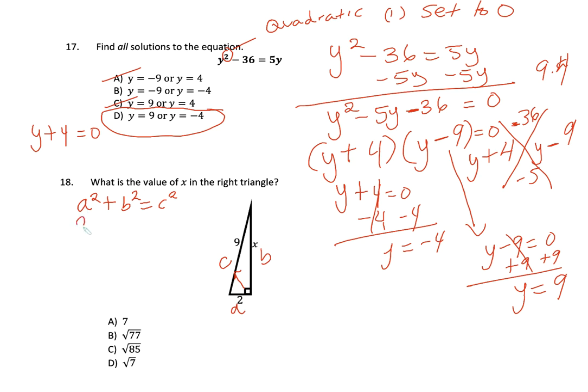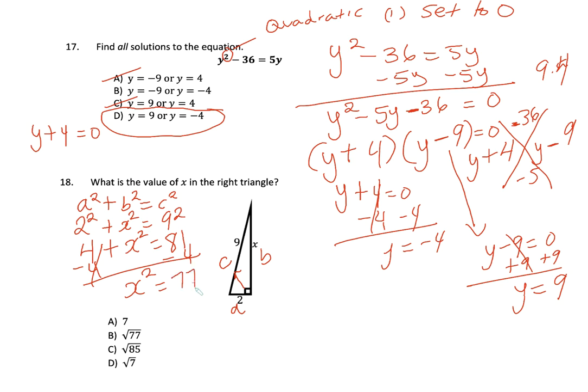So here we can say a is 2 squared plus b is x squared equals 9 squared. So this will be 4 plus x squared equals 9 squared, which is 81. Solving for x squared, we're going to subtract 4 from both sides. So we have x squared equals, and then let the answers help you. Basically, if you subtract this, you're going to get 77. However, we don't want the value for x squared. We want the value for x. So you're going to have to take the square root of both sides. So you have x equals the square root of 77. So your answer is B.